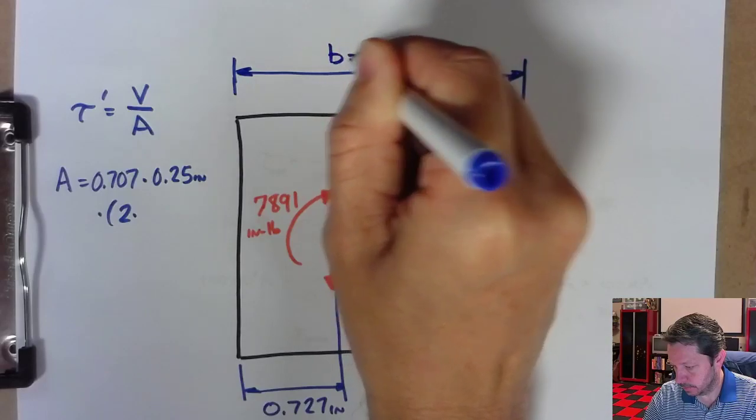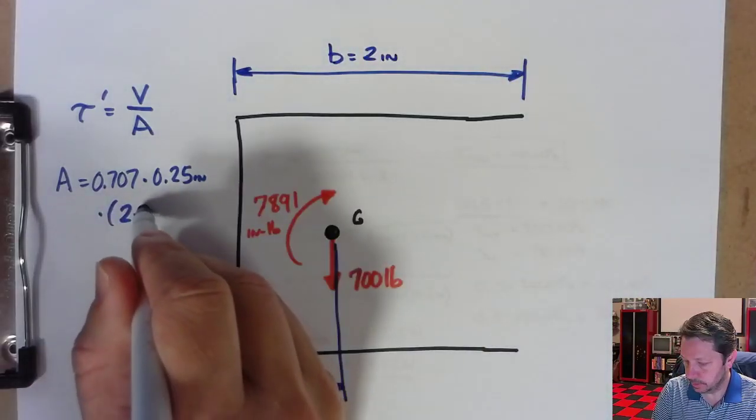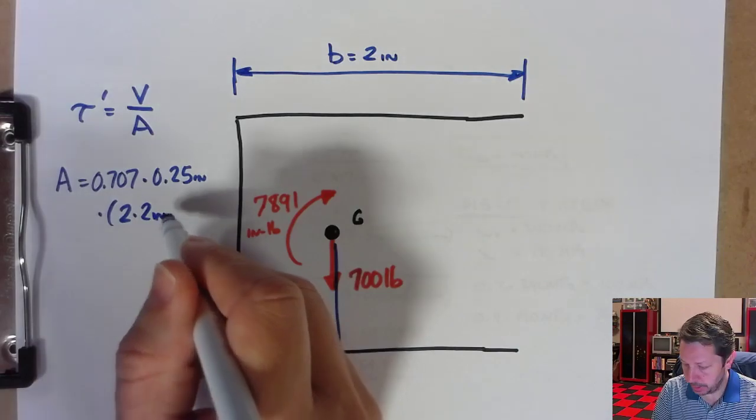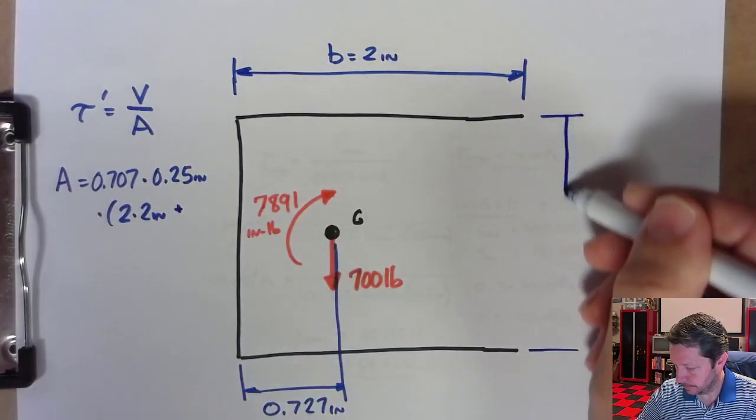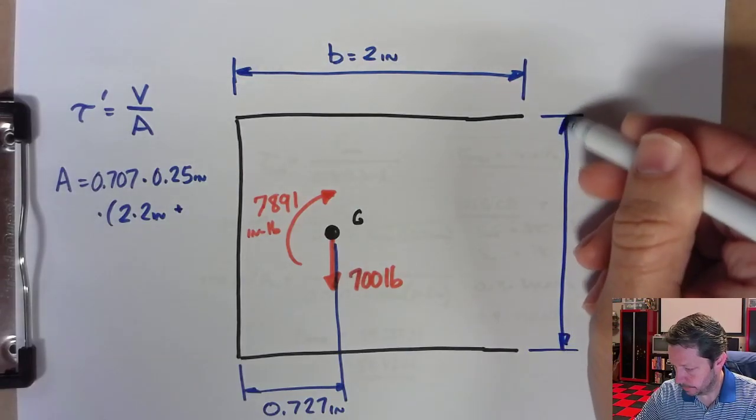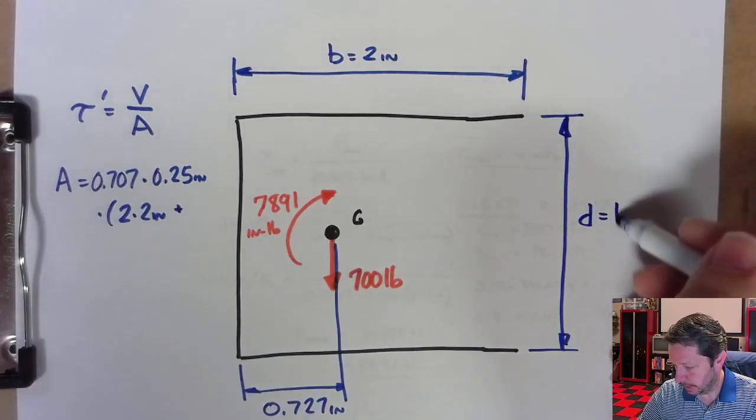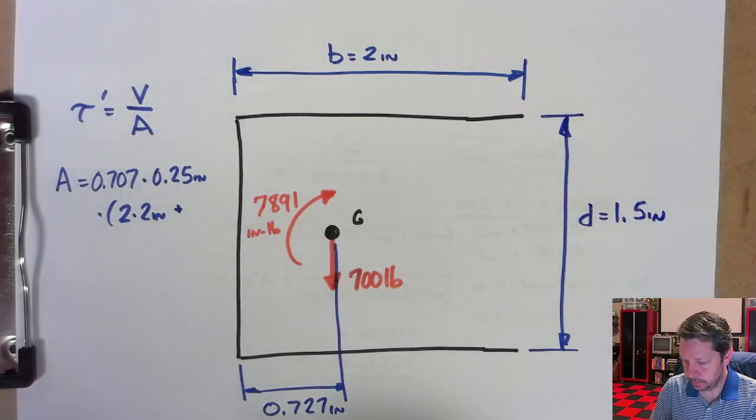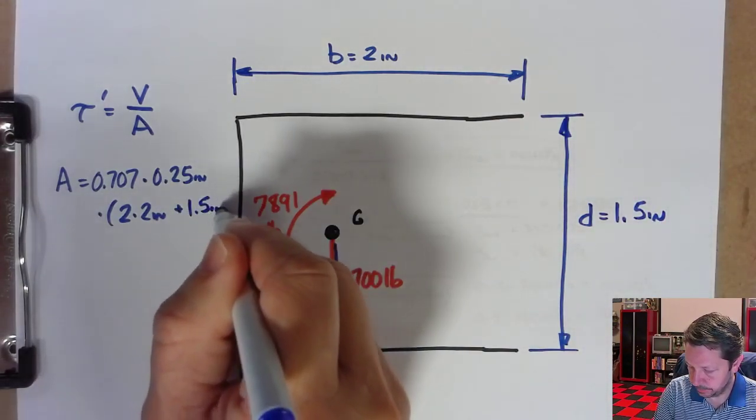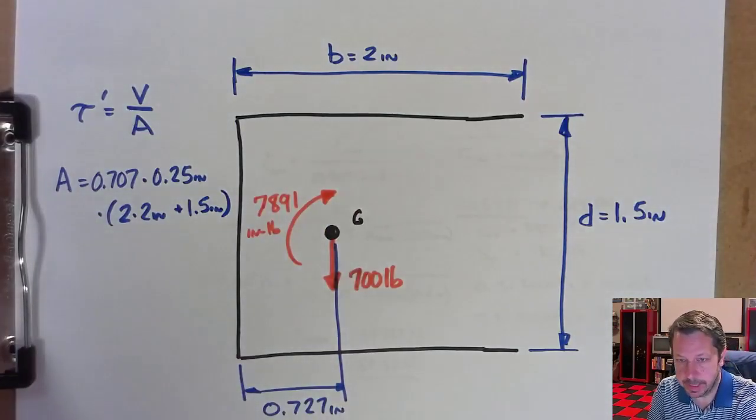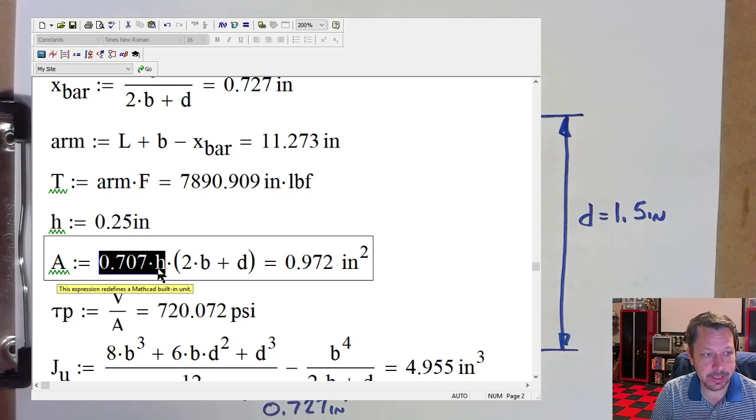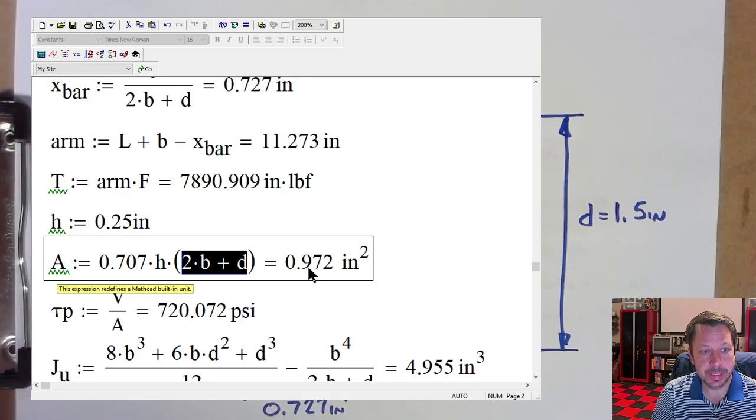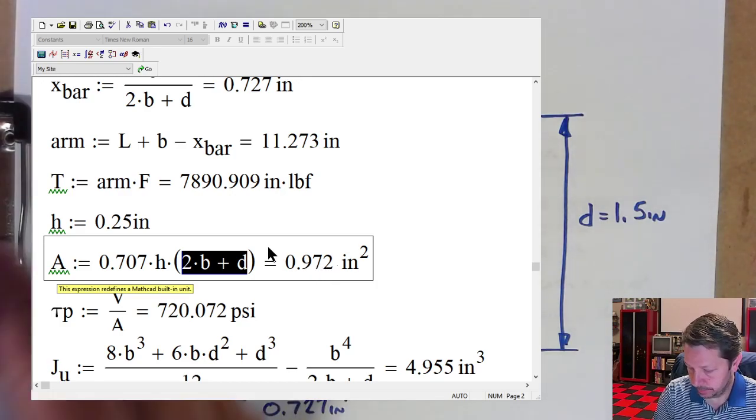B equals 2 inches, plus D, this distance was D, and that was 1.5 inches. So our total area, if we look at MathCAD where I've built that equation: area is 0.707 H, so that's the throat size, times 2B plus D, which is 0.972 square inches.